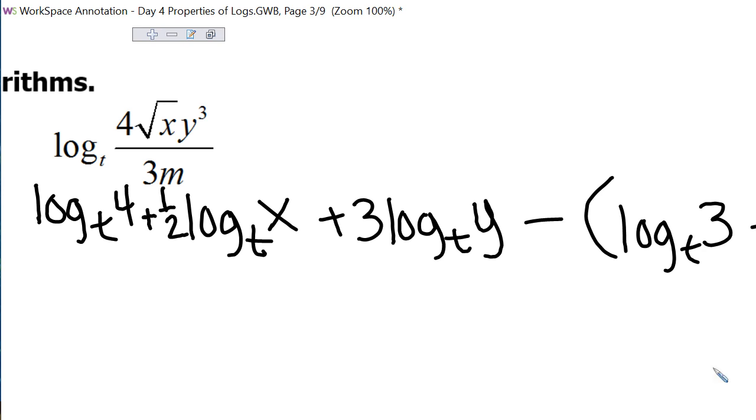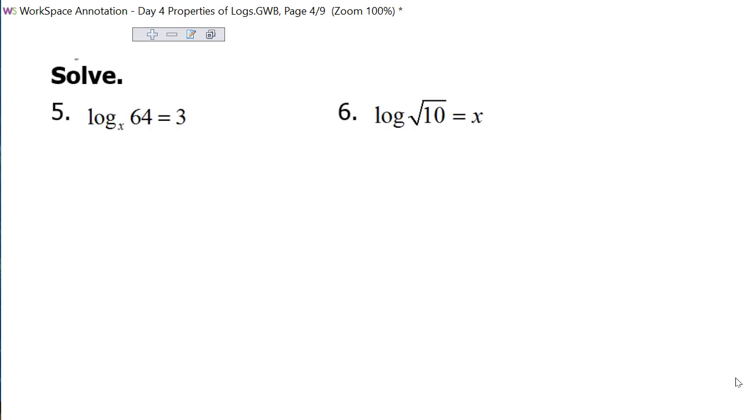Okay, the next section, we need to solve these logarithms. So when you need to solve, just convert to exponential form. And remember, log of base. What is b? Base. What is a? Answer. And what is e? Exponent. So convert to exponential form. So looking at number 5, what is the base? X. What is the exponent? 3. And what is the answer?